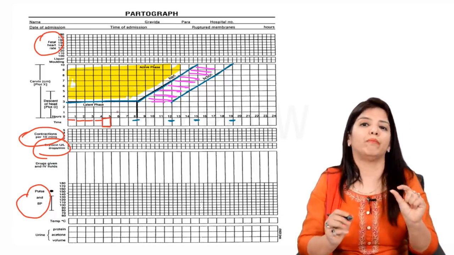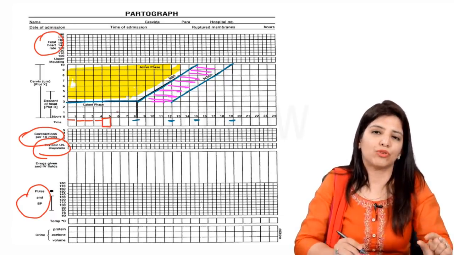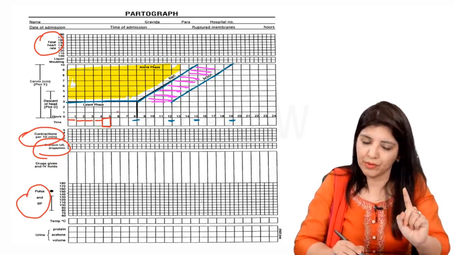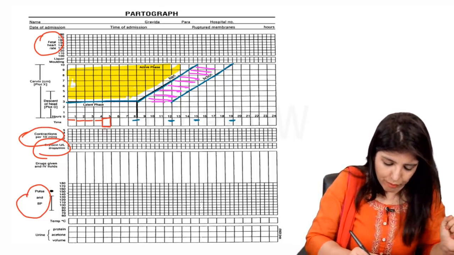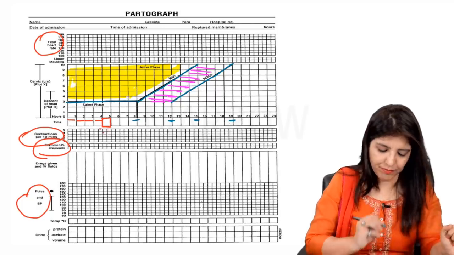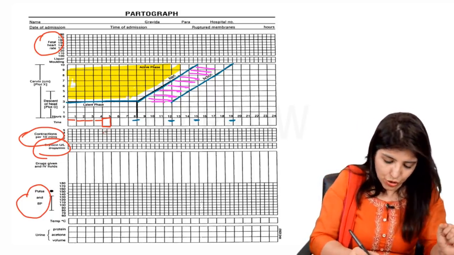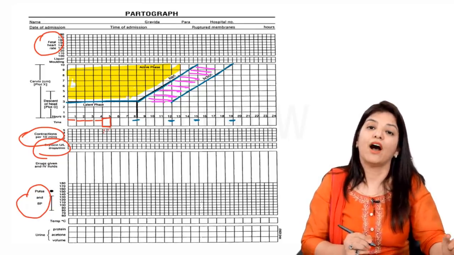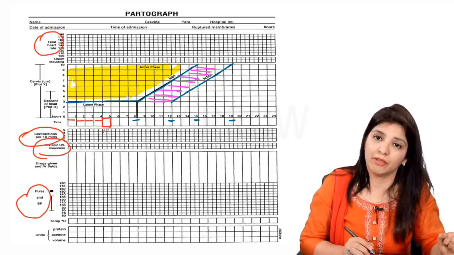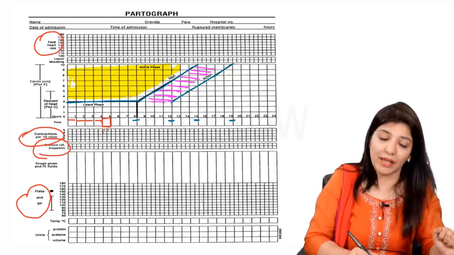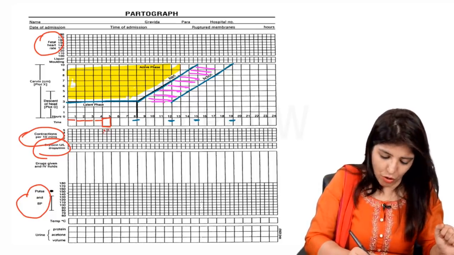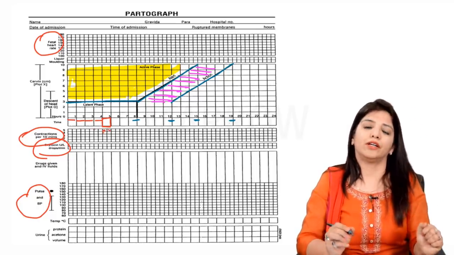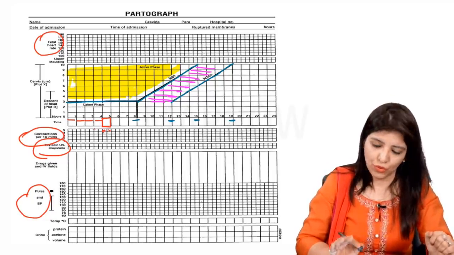So each big box on a partogram is representing 1 hour, right? But below that big box, do you see two small boxes? So the small boxes on a partogram are representing how many hours? Half an hour. That is 30 minutes. Big box is 1 hour. Small box, it is 30 minutes. Right?